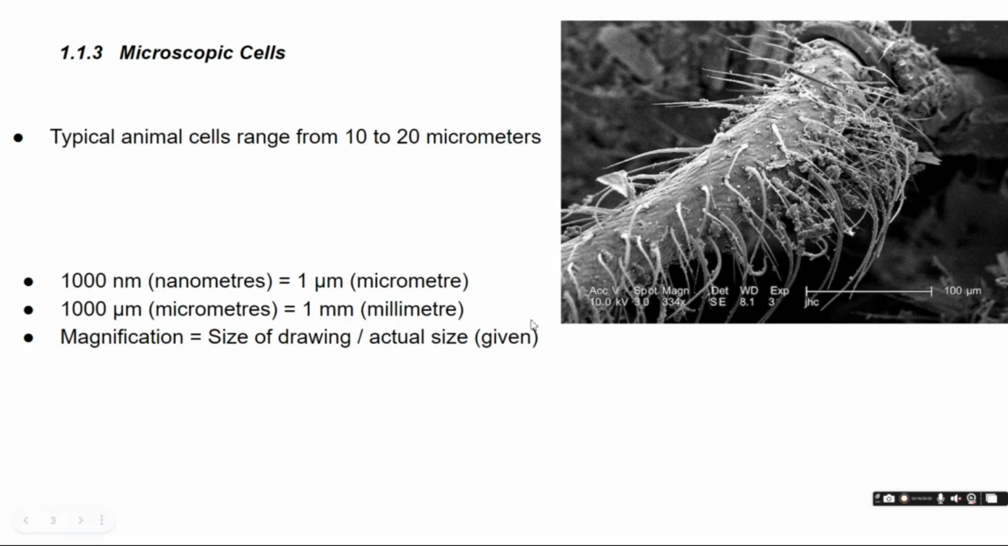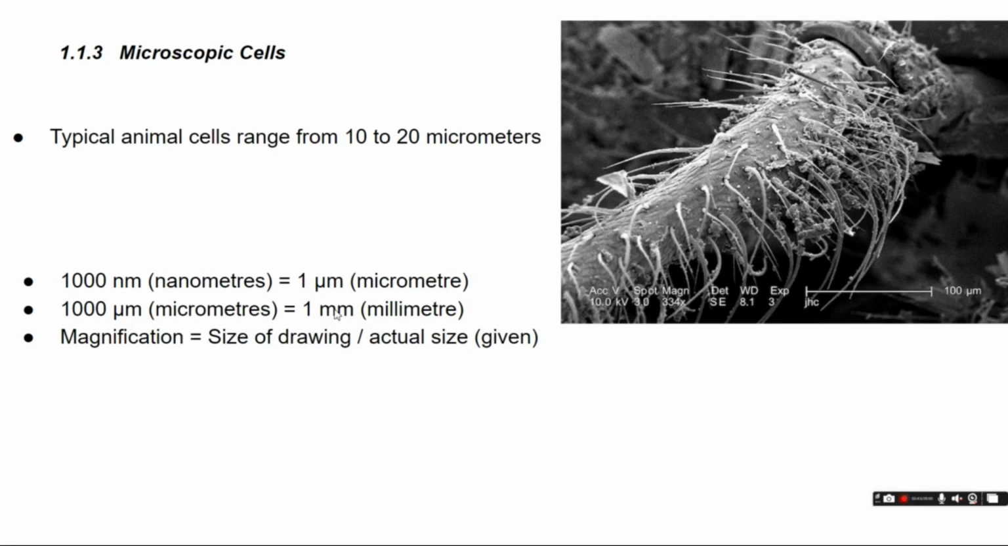So magnification, we'll have to know how to calculate that, is the size of the drawing over the actual given size. For example, in this picture, when it gives us the key here, we're going to measure this using a ruler and say this is 2 centimeters. So we're going to do the size of the drawing over the actual size. So we'd have 2 centimeters over 100 micrometers, because this is given.